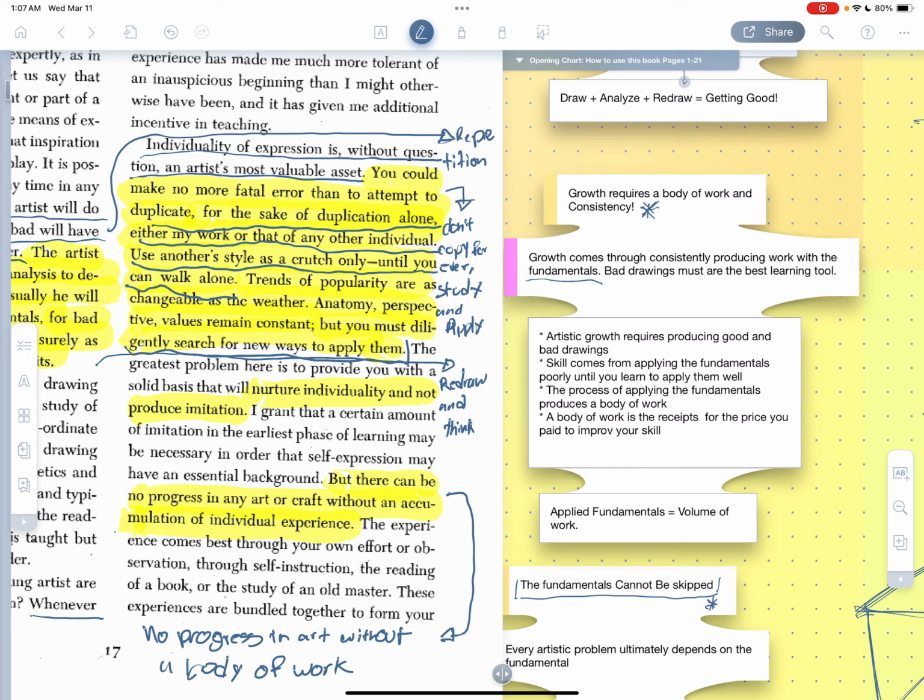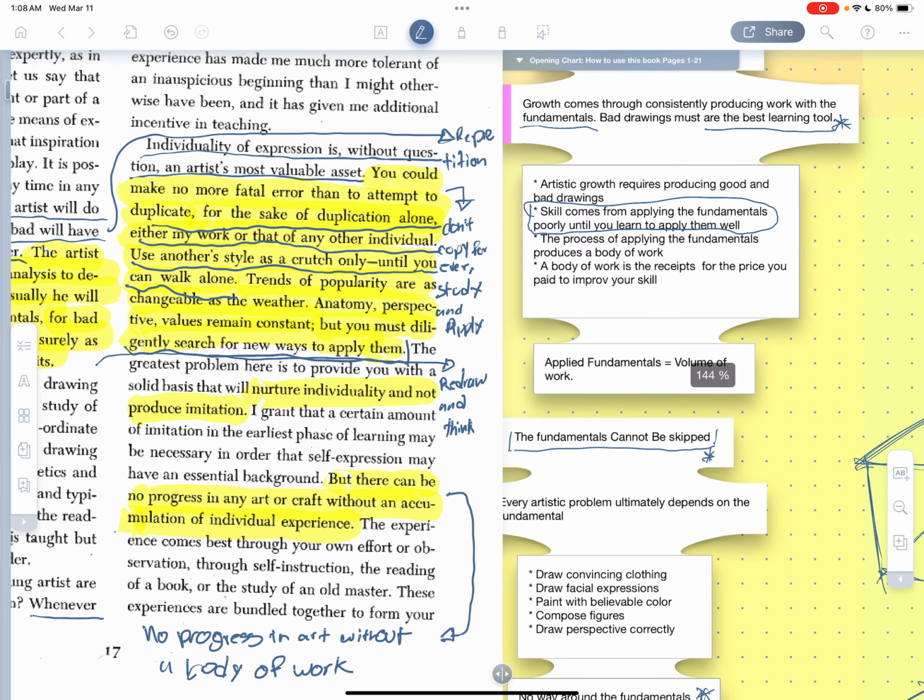Bad drawings are the best learning tools. I put "must" are the best learning tools. Artistic growth requires producing good and bad drawings. Skills come from applying the fundamentals poorly until you can learn to apply them well. I never used to think like that. I used to look at bad drawings like, oh man, I suck, this is bad. The process of applying the fundamentals produces a body of work.